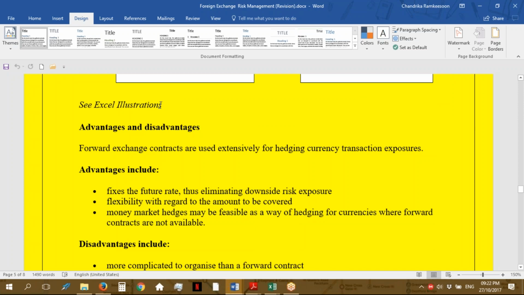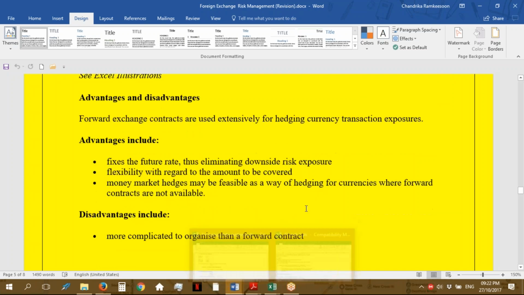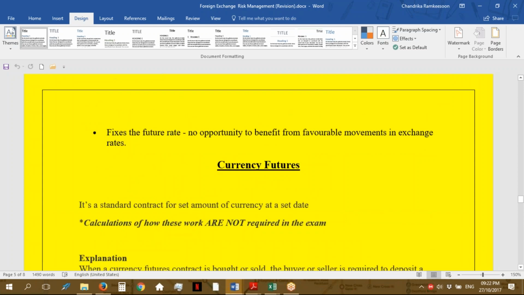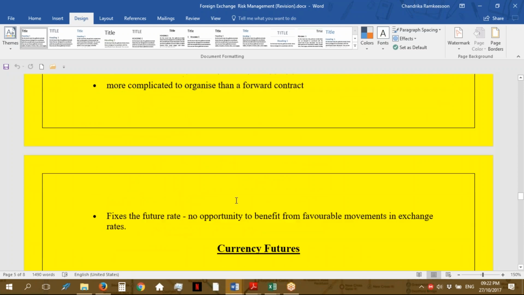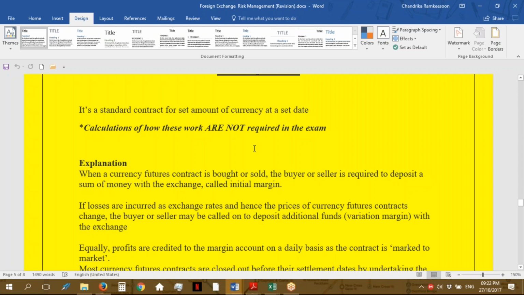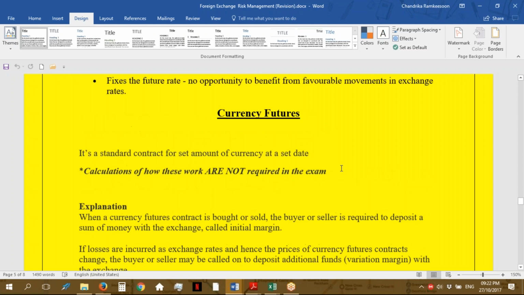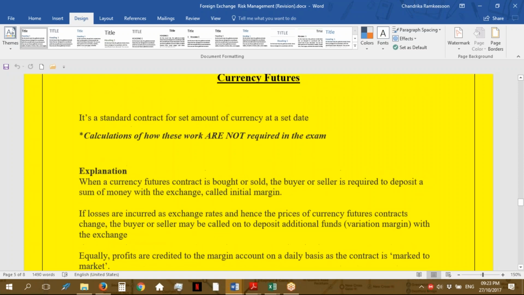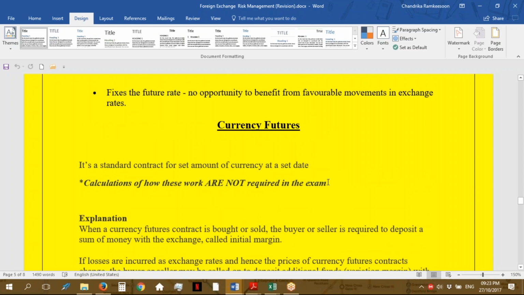And I have the Excel illustrations, which you have on the Excel sheet. So you look at it in a minute. You have the advantages, disadvantages. Now this speaks about futures, but this is a very basic, as I said, this handout also is what I give to my F9 students. And this is all they need to know about futures. So this part does not apply to you.